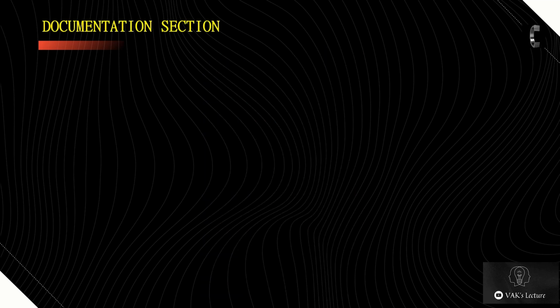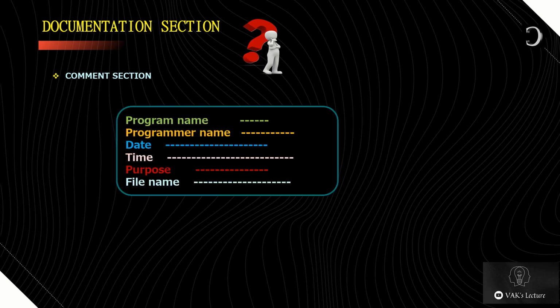Documentation section. This section is also called the comment section. Every C program starts with the documentation section. What is this documentation section? What does it contain? Suppose we are writing a program, then what's the name of that program? Who wrote this program? When was it developed? At what time has it been written? What's the main purpose of the program? With which name have we saved this program? Likewise, all these details you may mention in the documentation section.